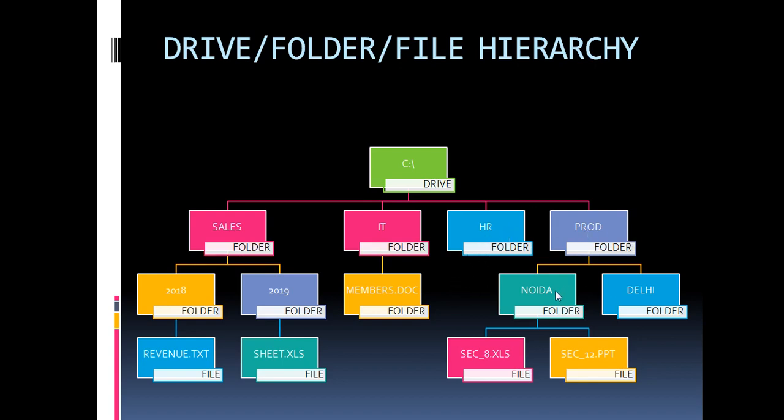Under production we have two more subfolders, Noida and Delhi, and Noida has two files, sector 8 XLS and sector 12 PPT, something like that. This tells you exactly the hierarchy of the drive, the folders under the drive, that a folder may contain subfolders, and each subfolder may have files, right?